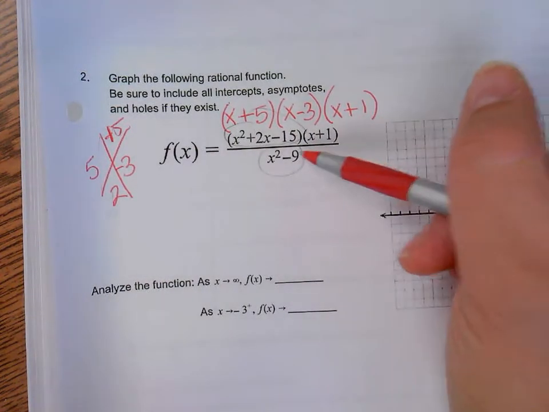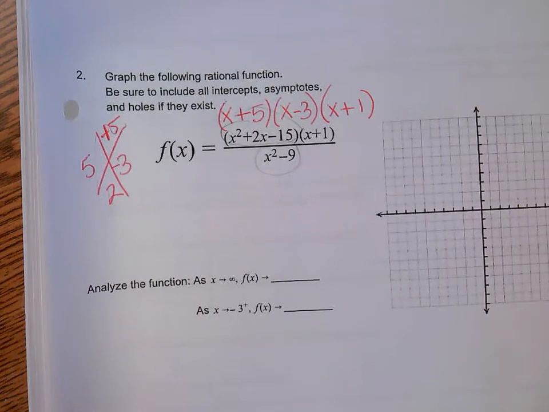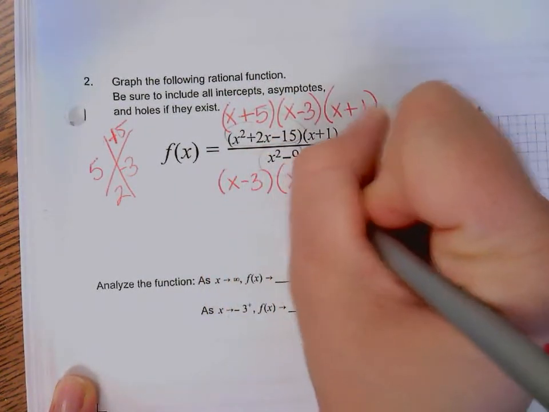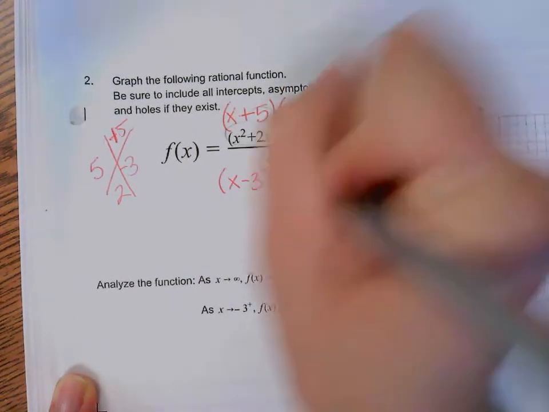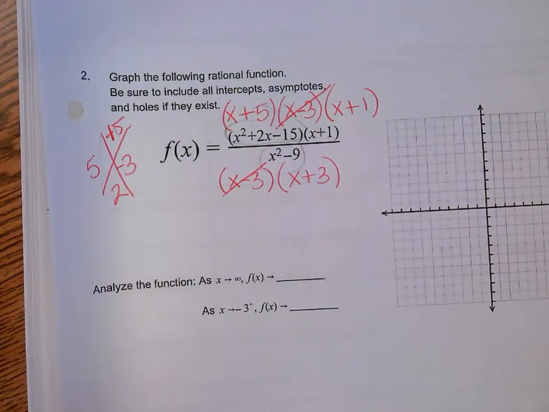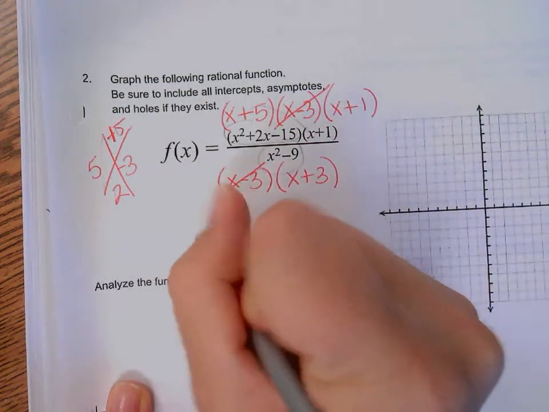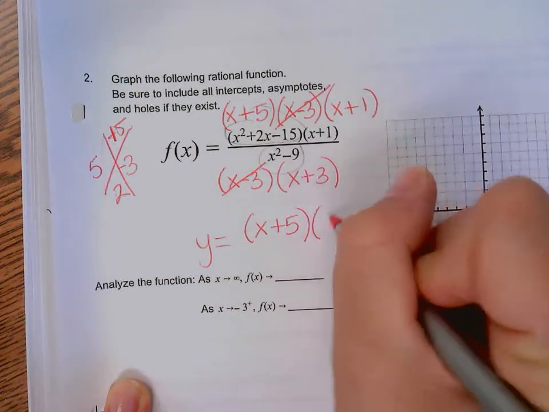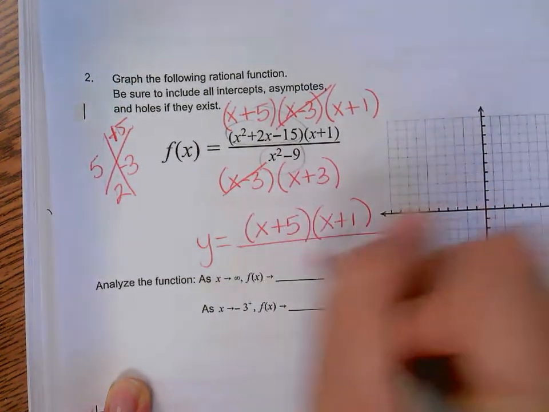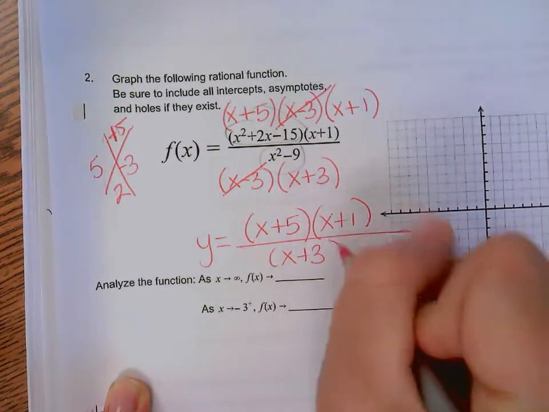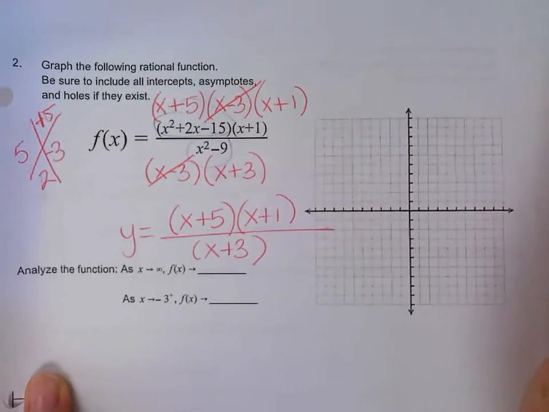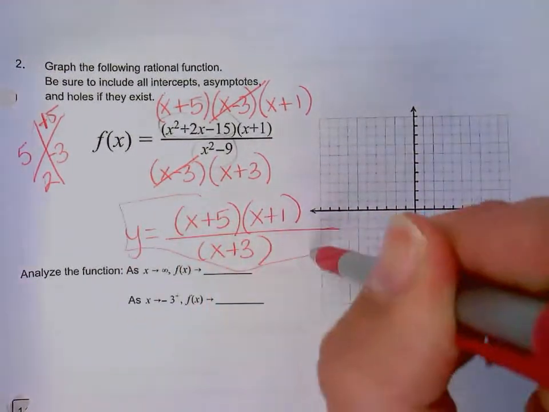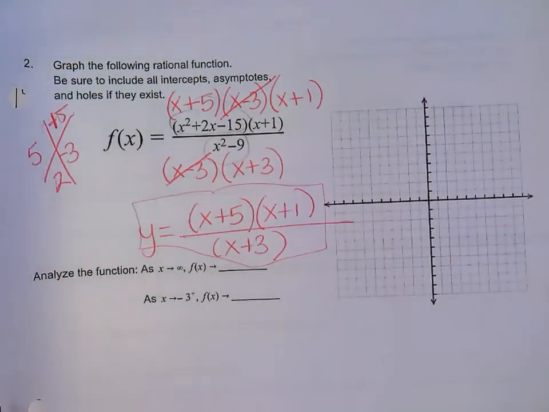And then how does this difference of squares factor? X minus 3 times x plus 3. So see how my x minus 3's cancel out? So that's helpful. So the function that you're going to be graphing is y equals x plus 5, x plus 1 over x plus 3. So see where you can get with this function. Don't forget there's going to be a hole at the end because we canceled something.